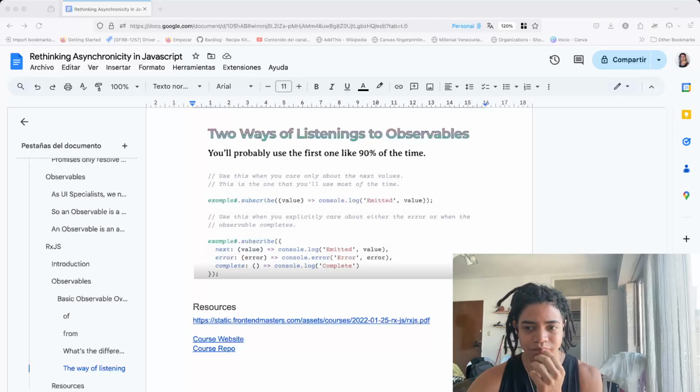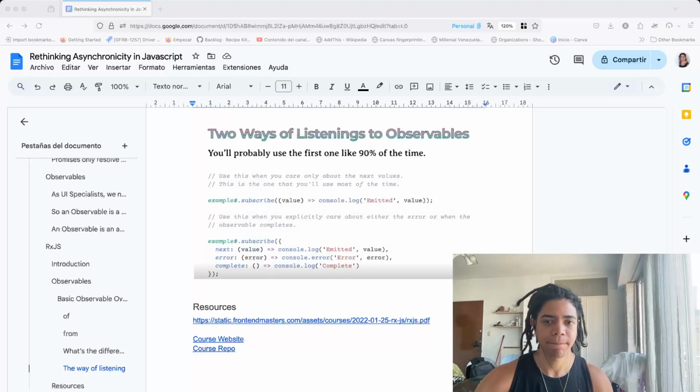So the rule of thumb that we're going to use here is, if you need an error or a complete event, we're going to use the object. Most of the time we only care about the next event that comes through, right? In that case, we can just pass it a function and move on.